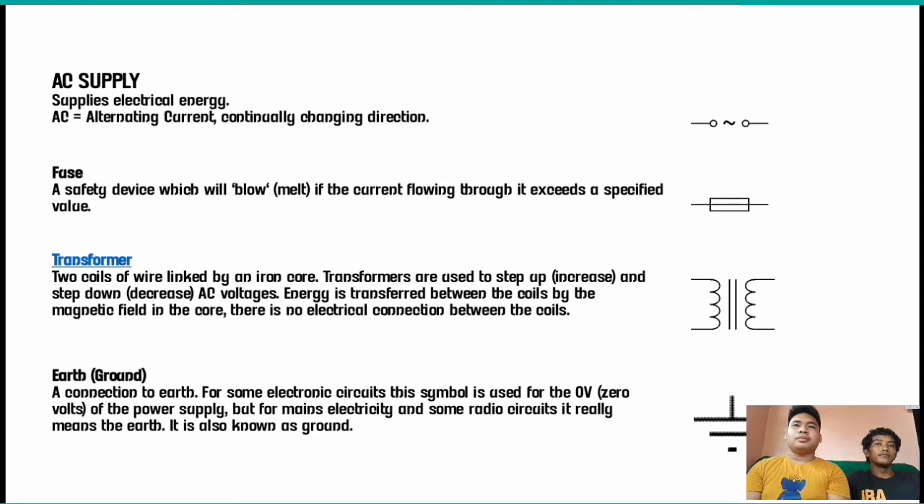Earth, ground. A connection to earth. For some electric circuits, this symbol is used for the 0 volts of the power supply, but for mains electricity and in some radio circuits, it really means the earth. It is also known as ground.